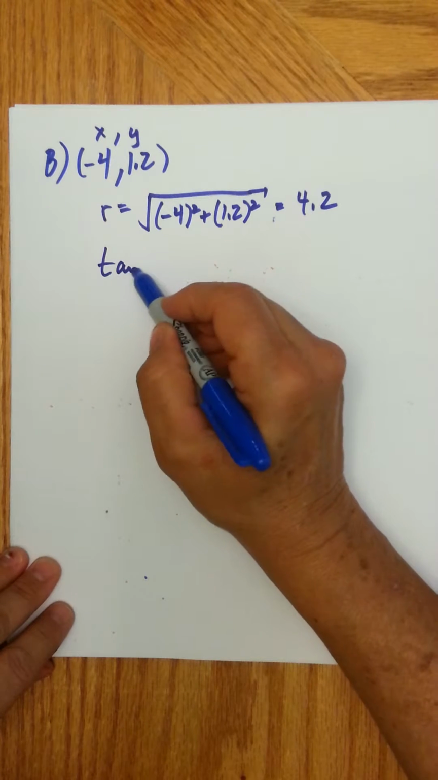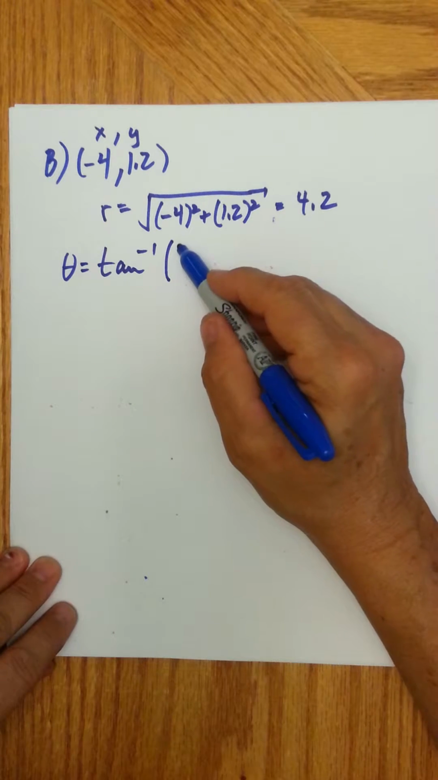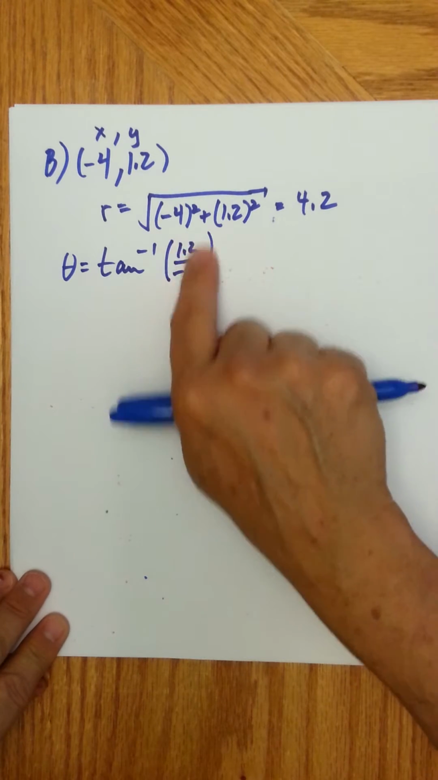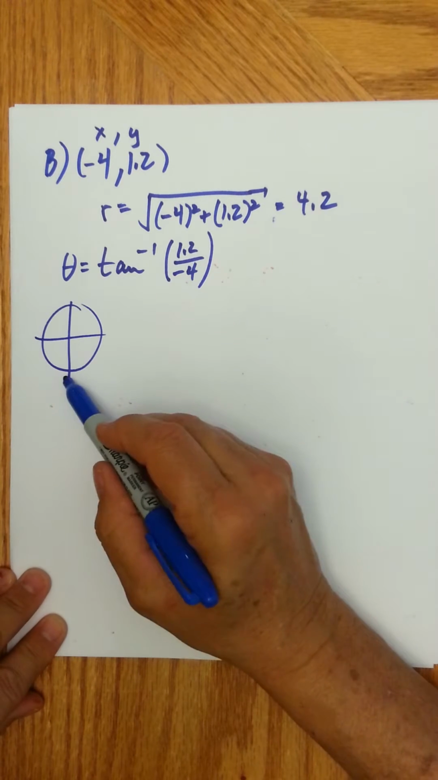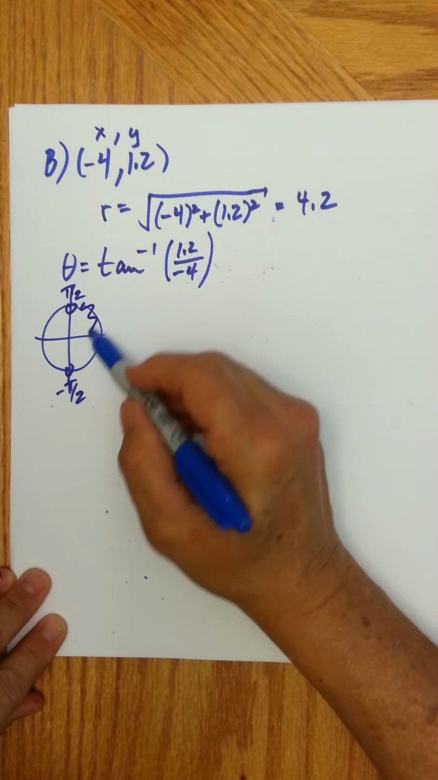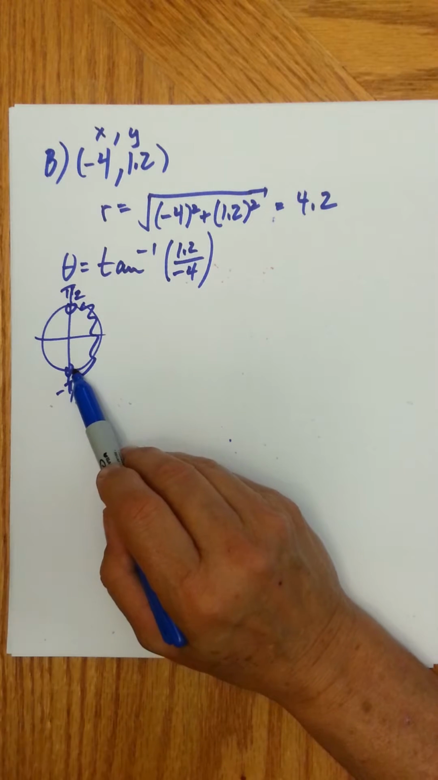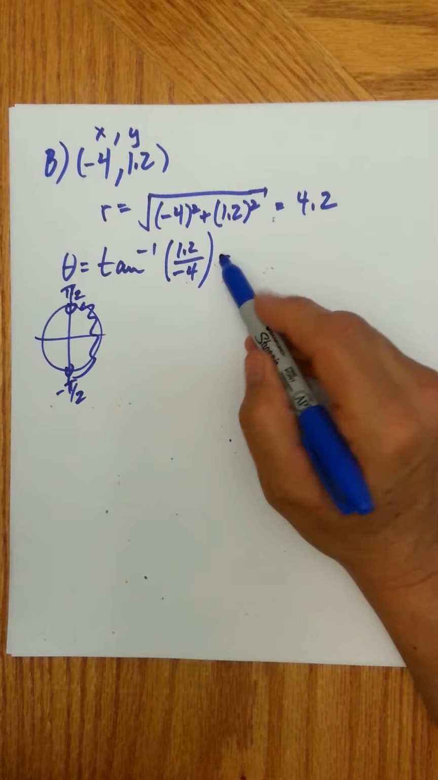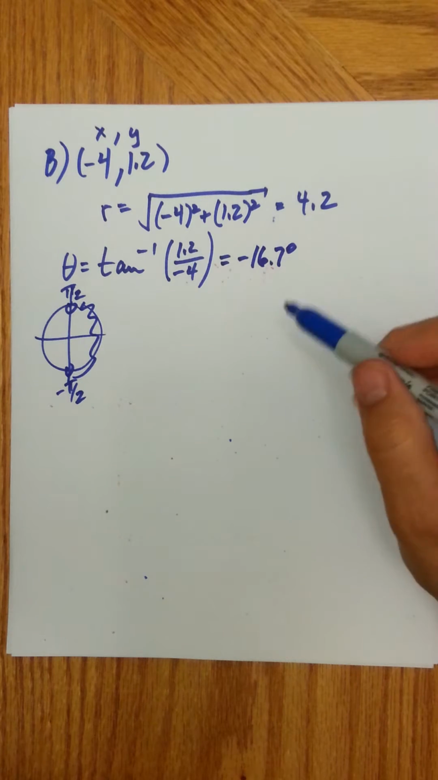And then theta is the inverse tangent of y over x. So we're going to have 1.2 over negative 4. Now remember, this is a negative ratio, and if you recall, with inverse tangent you're only allowed to find an angle somewhere from negative pi over 2 to pi over 2, right? Somewhere in here. So we expect our answer to be a negative rotation, and of course it'll be in quadrant 4. So let's see, when you put that in your calculator, you're going to get negative 16.7 degrees, right?